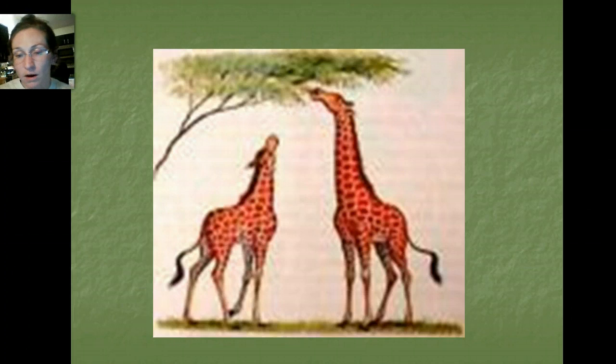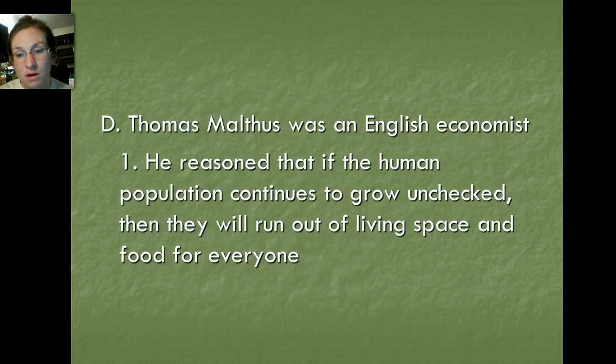There is also Thomas Malthus. He was an English economist. He reasoned that if the human population continued to grow unchecked, then they will run out of living space and food for everyone. And when Darwin would wonder what happened to these species that he was finding in the fossil form, this kind of backed up the fact that everything is not going to be able to survive. Some things are going to overcome others.